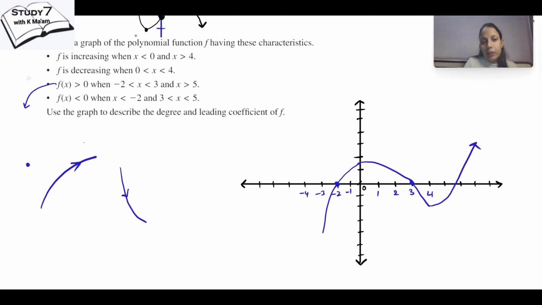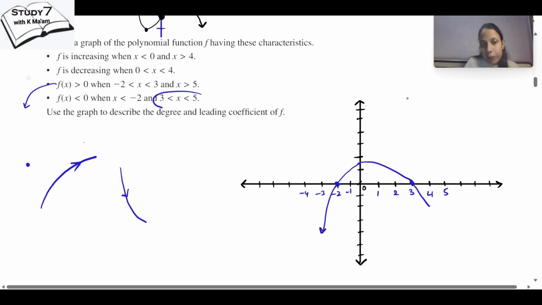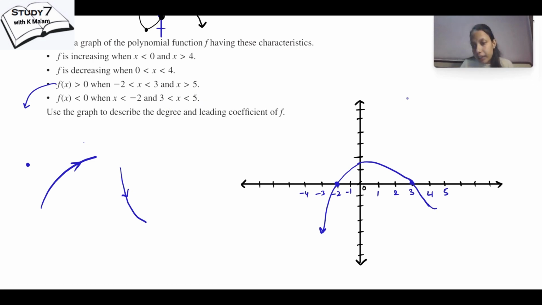When the function value is below the x-axis, when x is less than negative 2, yes. For less than negative 2, it's below, it's downward. From 3 to 5, it's also down. You can take it like that. Here we draw it by approximation. As they give you this condition, just because of that, you get a condition like this. The negative value is only in between 3 to 5.